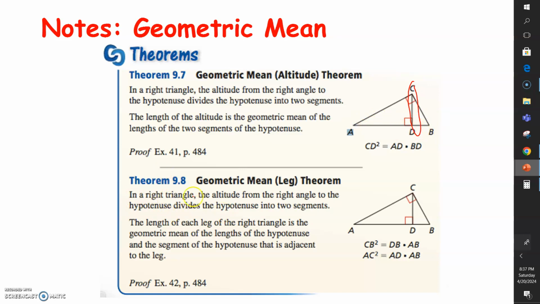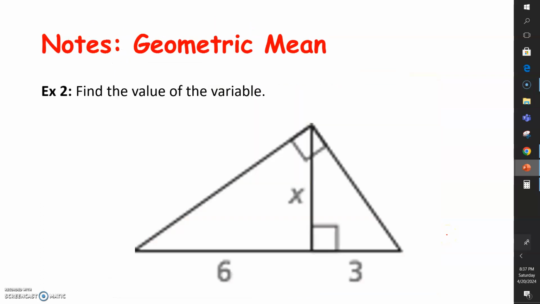And then we have theorem 9.8, the geometric mean leg theorem. In a right triangle, the altitude from the right angle to the hypotenuse divides the hypotenuse into 2 segments. In this case, CB squared is equal to DB times this whole length, or AC squared is equal to AD times this whole length. Let's go ahead and try it.